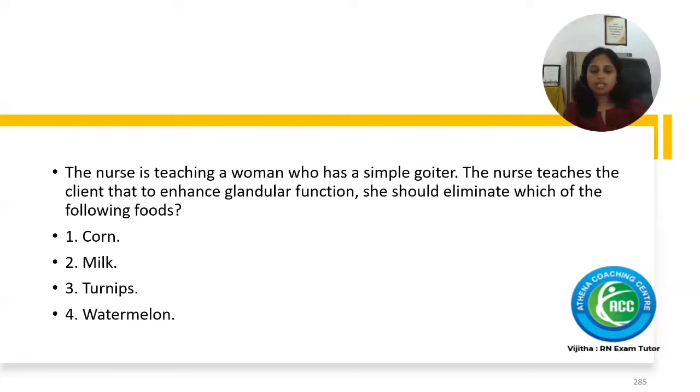Yes, you can just read the question like options.